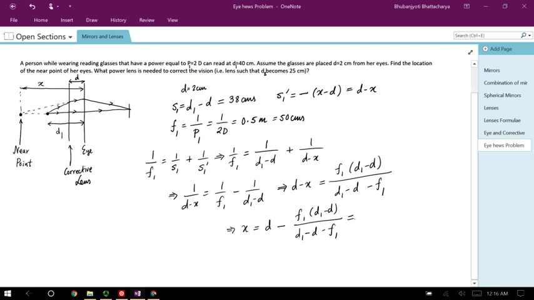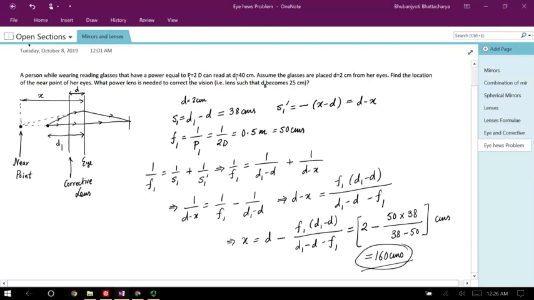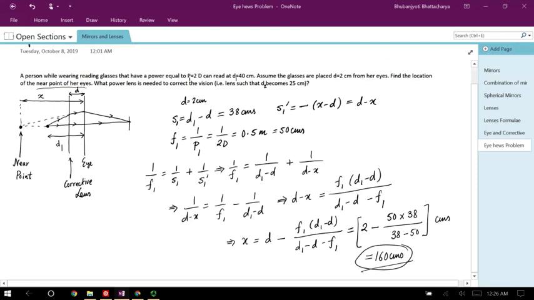And at this point, we can plug in all the numbers. d is 2 centimeters, so we'll get 2 minus, and I'm going to put these within brackets, f1 is 50 centimeters, 50 times d1 minus d, that is 38 centimeters, divided by d1 minus d is 38 minus f1, which is 50 centimeters. All of this should come out in centimeters. Now if you do this calculation, you will find that this is equal to roughly 160 centimeters. And so that's the answer. So this is our person's near point for their eyes.